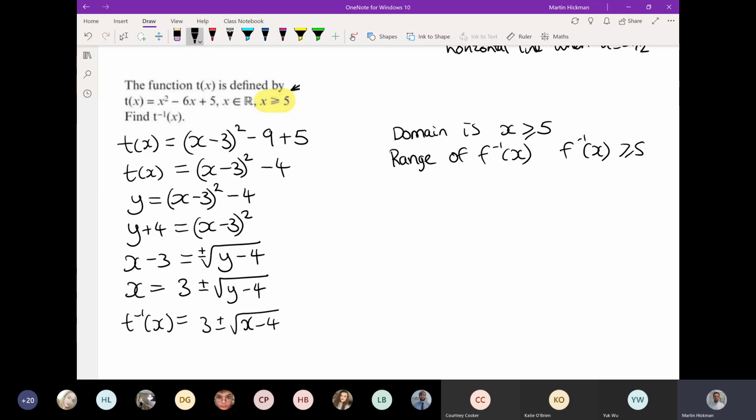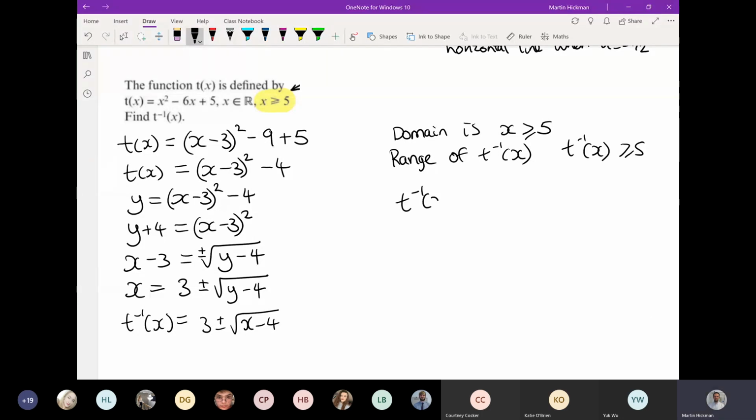So domain of f of x, or domain of t of x here, I should say, is the same as the range of the inverse of t of x. So it always has to be 5 or greater. Now, the square root of x minus 4 is always going to be 0 or positive. So if I take the negative here, it's always going to be a number that is 3 or less. Well, I know that my range has to be 5 or greater. So therefore, we need to take the positive version of this.